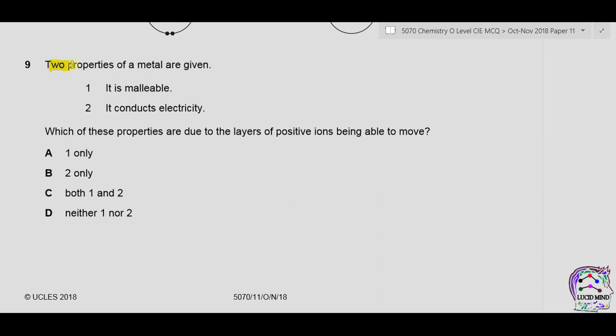Question 9. 2 properties of a metal are given. 1. It is malleable. 2. It conducts electricity. Which of these properties are due to layers of positive ions being able to move? Now malleable means it can be converted into different shapes, and electricity conduction is due to the presence of free electrons.